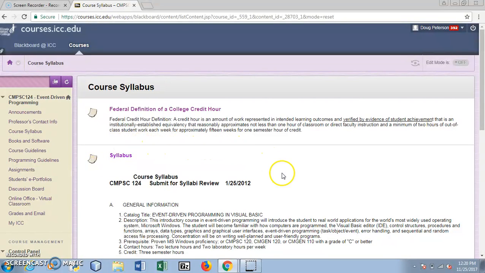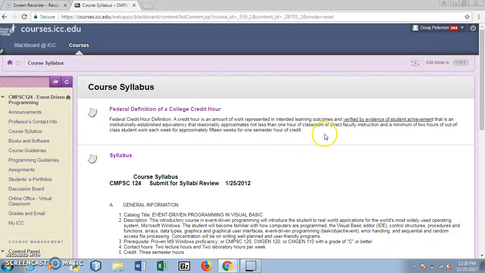The course syllabus is on this page, along with the federal definition of a college credit hour. The course you're taking is a 3-credit-hour class. In ICC's credit hours, that means there are 2 hours of lecture a week and 2 hours of lab. The lab hours only count half a credit apiece. So if you were on campus taking this course, you would be in class 4 hours a week. That's how we get the 3 credit hours.